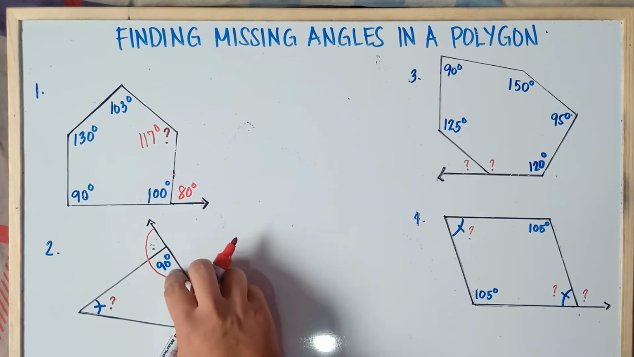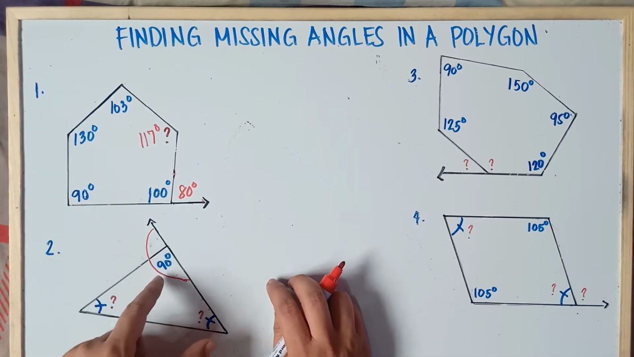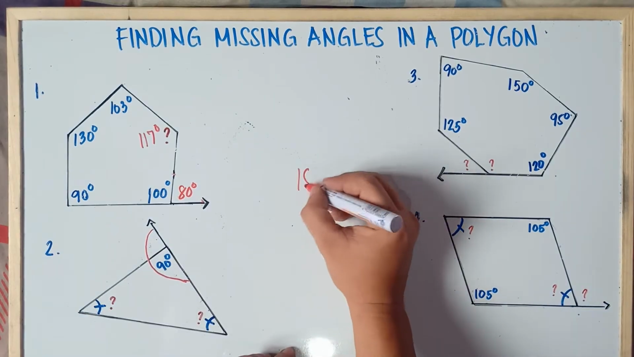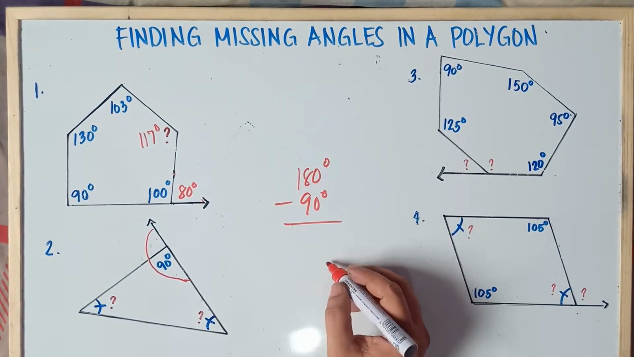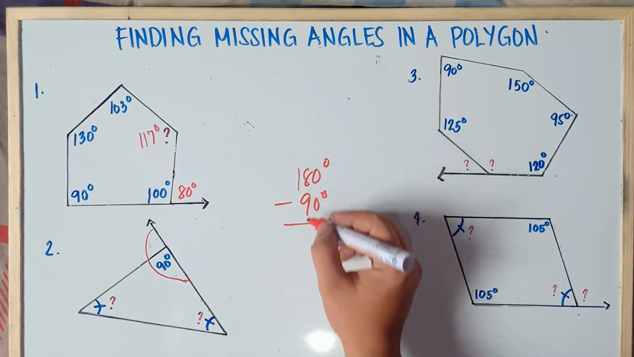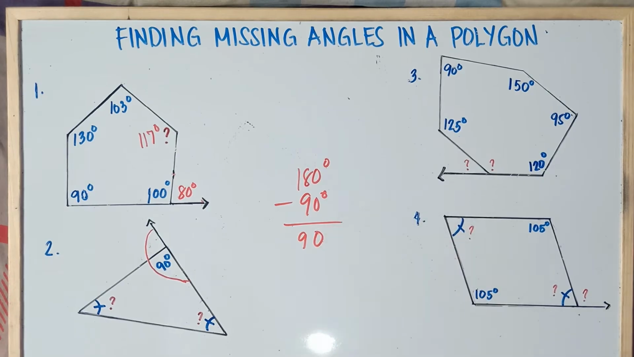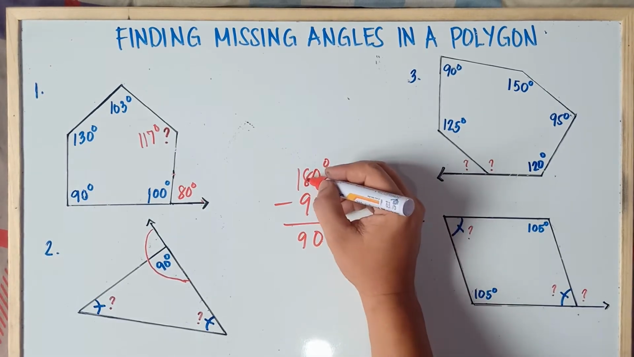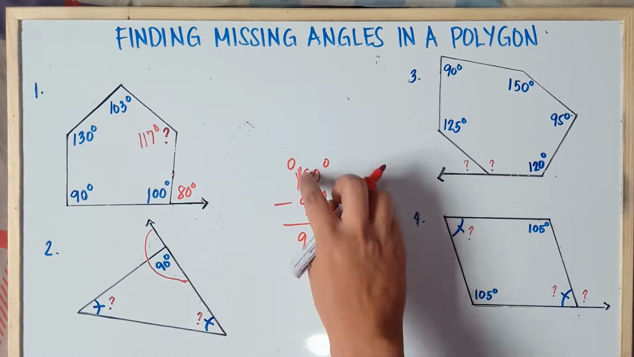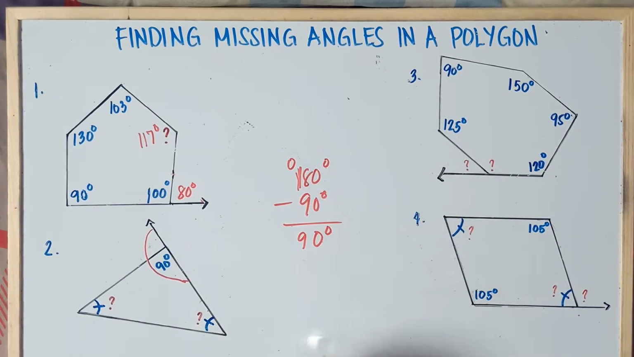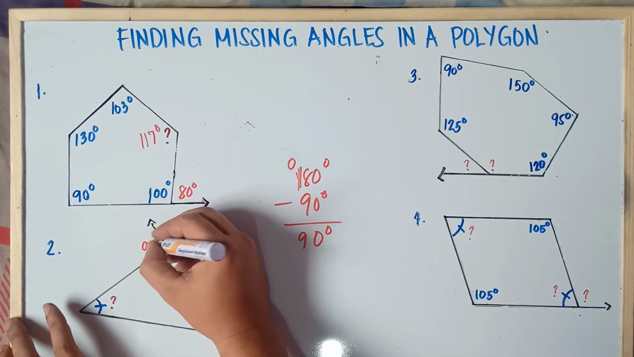So if this is 90, what would be this angle, class? We can simply subtract 90 from 180. So 180 degrees minus 90. Of course, that's 90, right? 18 minus 9 would be 9, and 0 minus 0 is 0. Therefore, this is 90 degrees.